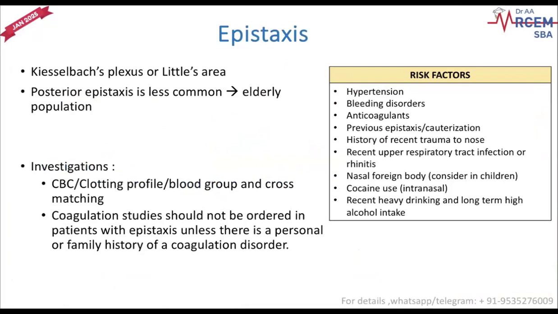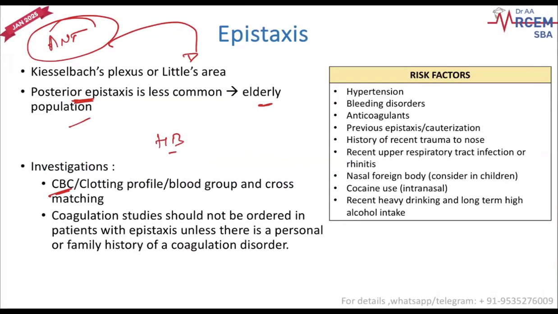Epistaxis, also known as nosebleed, can be a posterior epistaxis or an anterior epistaxis. Anterior epistaxis, most of the time, is from Little's area. Posterior bleeding from the nose is mainly seen in the elderly age group. What will you be sending for? You'll be sending a full blood count. It is required mainly to look at the hemoglobin levels. Blood group and cross matching might be required if there is a significant amount of blood loss. Clotting profile, you will get it done if the patient has some clotting disorder or is on any anticoagulant.